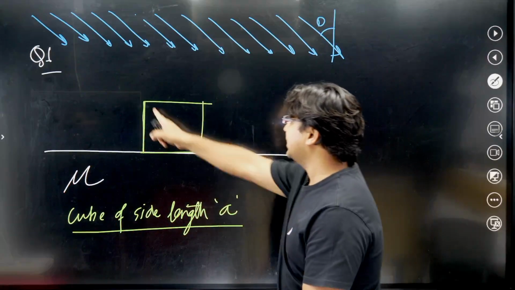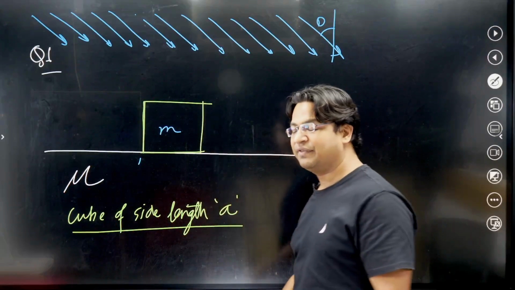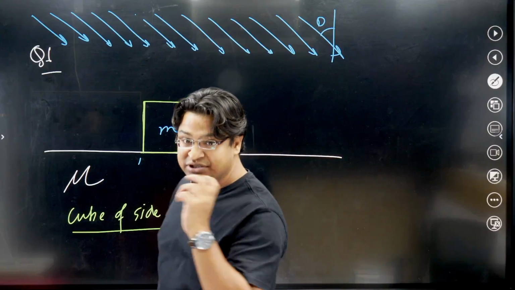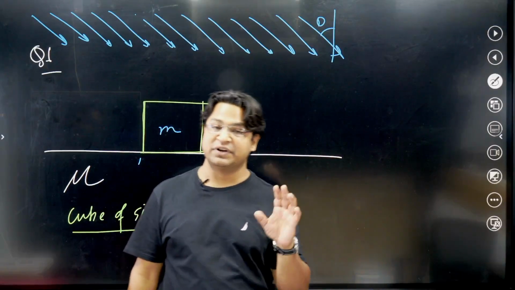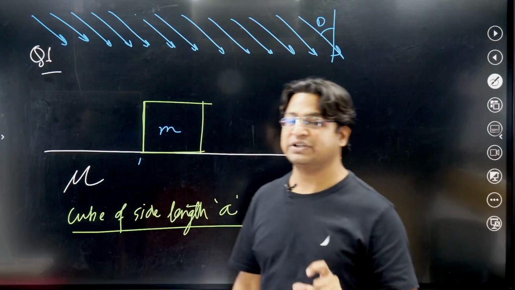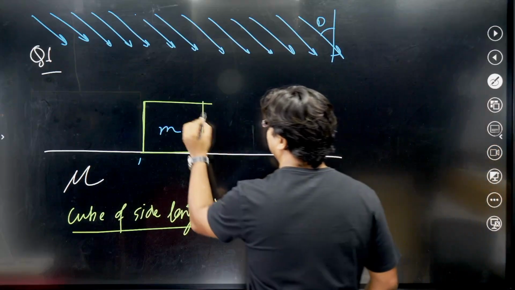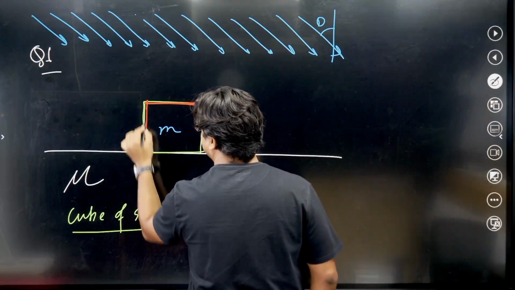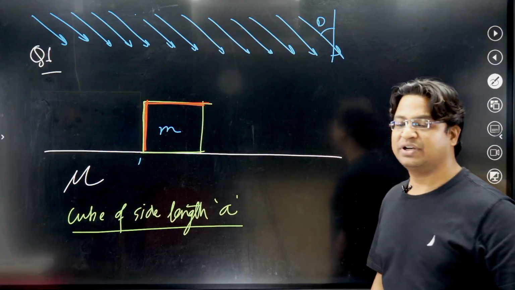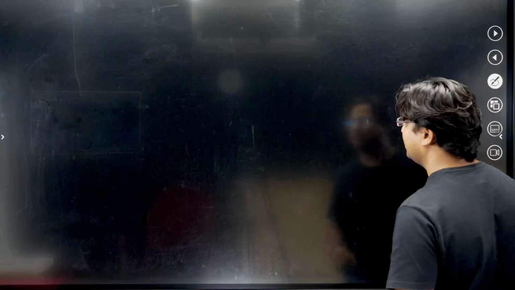But here, this area is comparable to this area. In fact, if you think carefully, for this cube, there will be two faces which will receive energy, and those two faces are like this one and this one. So these two faces are going to receive energy. So we have to be very careful. Let me do it on the next page.